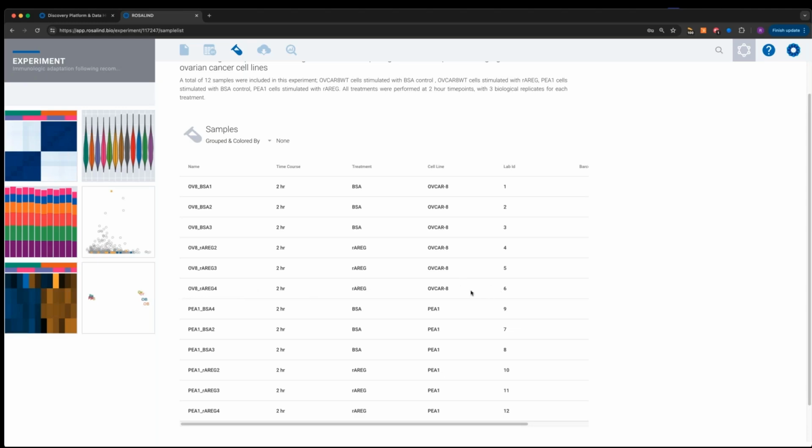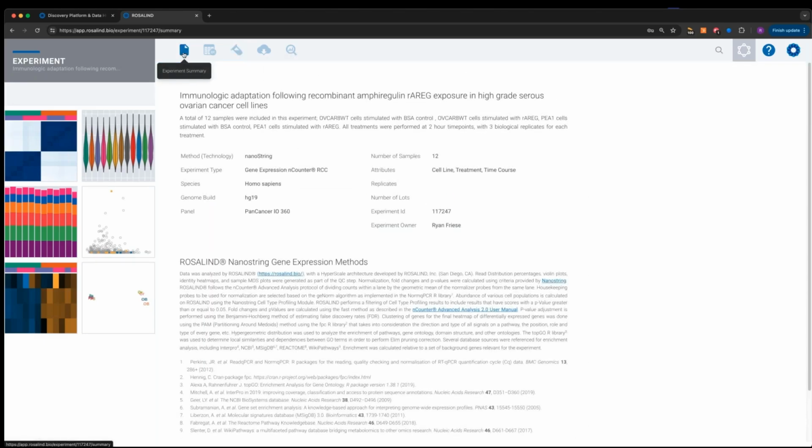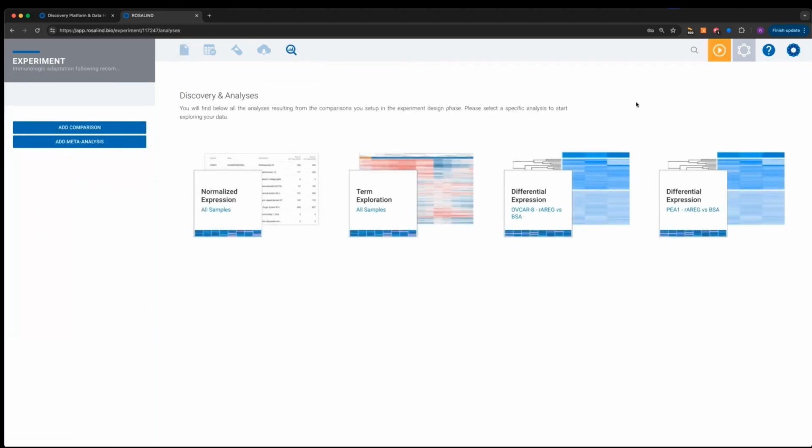So we're looking at these 6 samples, this recombinant anthraregulin treatment versus our BSA control. So it's a very simple treatment versus control paradigm. And let's look at the results for this differential expression. This analysis was done with NanoString's IO360 panel, a panel focused on immuno-oncology applications. Let's look at our results for differential expression of treatment versus control in our cancer cell line.